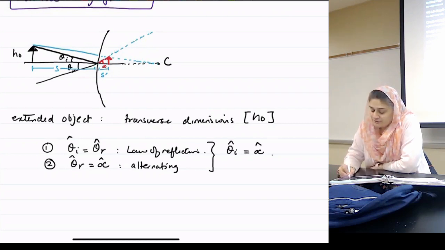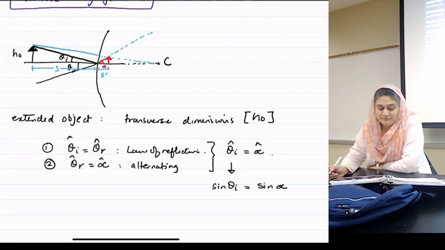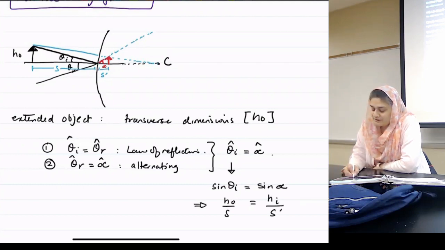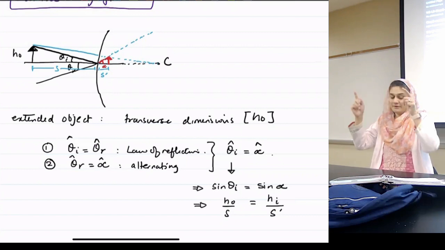May I also use the inverse of the small angle approximation and call this sine of theta I equals sine of alpha? So I'm doing the opposite of what I did before. So then may I call this H0 over S, and may I call this HI over S prime? Everybody understands how we can use small angle approximation both ways, right? Okay.